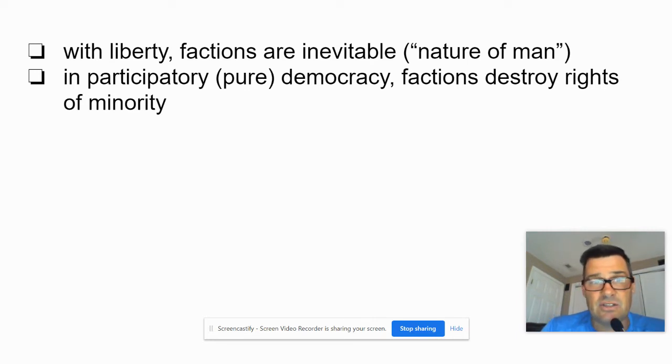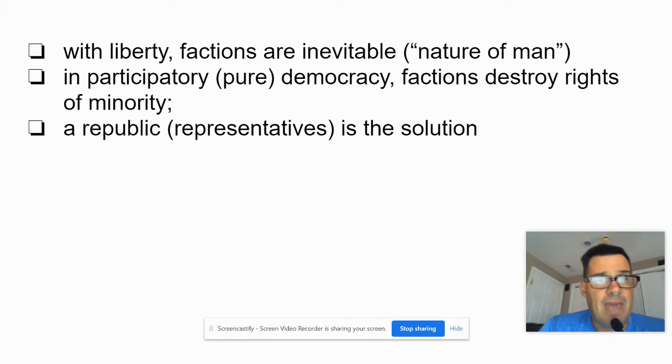Hence why you have things like the filibuster in the Senate. It forces a supermajority. It forces compromise. And if you have compromise, you're going to get better things. You're going to get better laws. All right. A republic, representatives, is the solution.